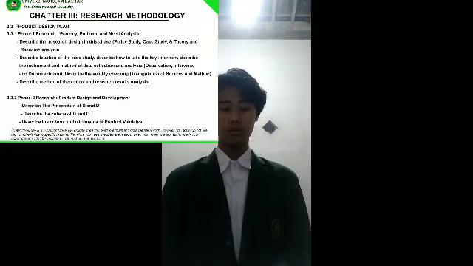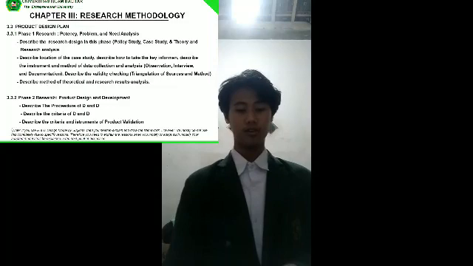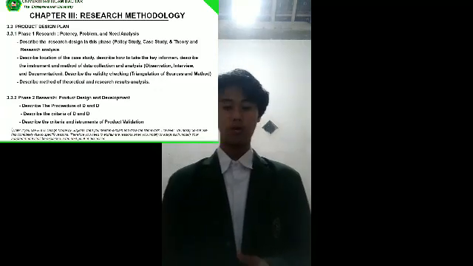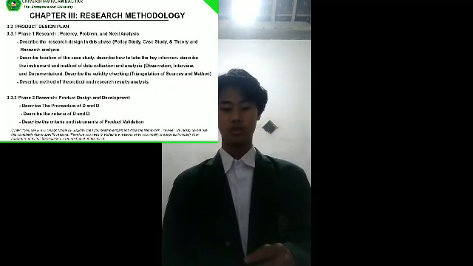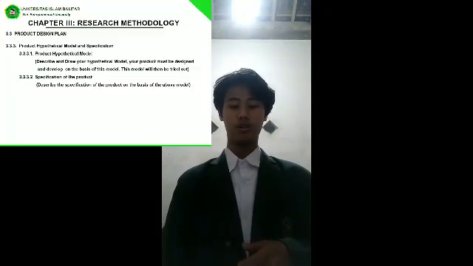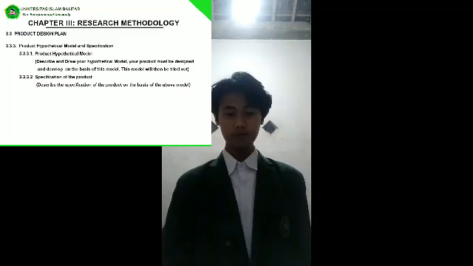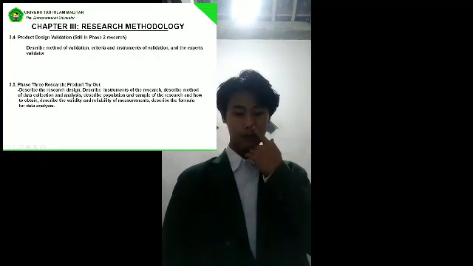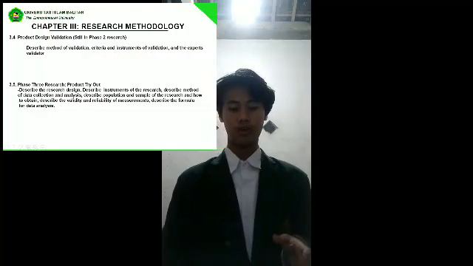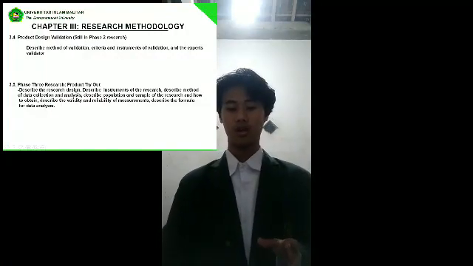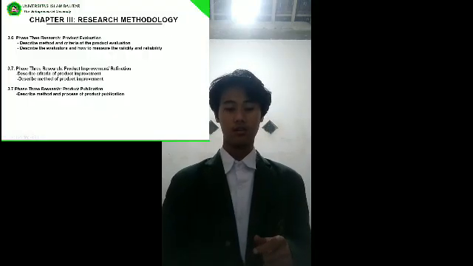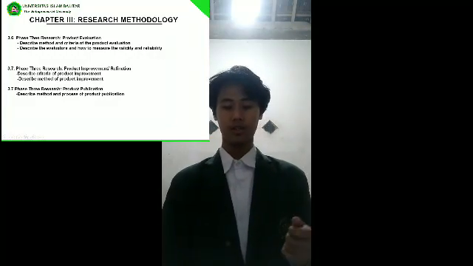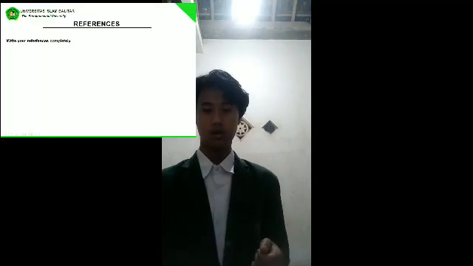There are three steps. Phase 1 is potency, problem and its analysis, phase 2 is product design and development, and phase 3 is product detail, model and specification. Okay, and the next is product design validation, and the next, 3.5, is product tryout, and the next product evaluation, and then product information and recognition, and then product publication, and then the last is the reference.